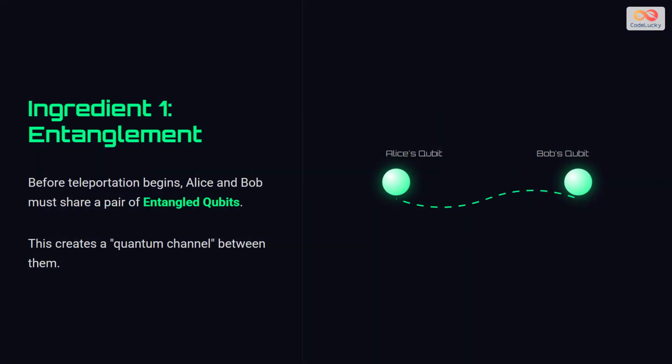Before they can teleport anything, Alice and Bob need to share a resource. They each hold one particle from an entangled pair. These two particles are linked in such a way that the state of one is instantly correlated with the state of the other, no matter how far apart they are.